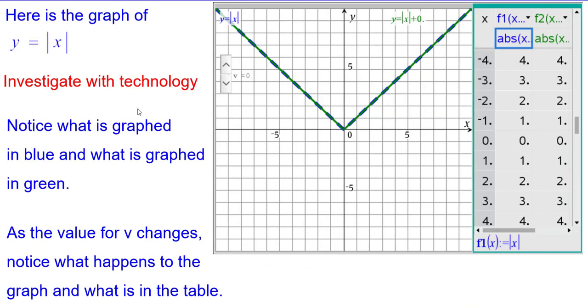Here's the graph of y equals absolute value of x. It is in dashed blue. We're going to investigate with technology, and what we want you to do is to notice what is happening with the blue graph and the green graph, and also what is happening in the table as the value for v changes.